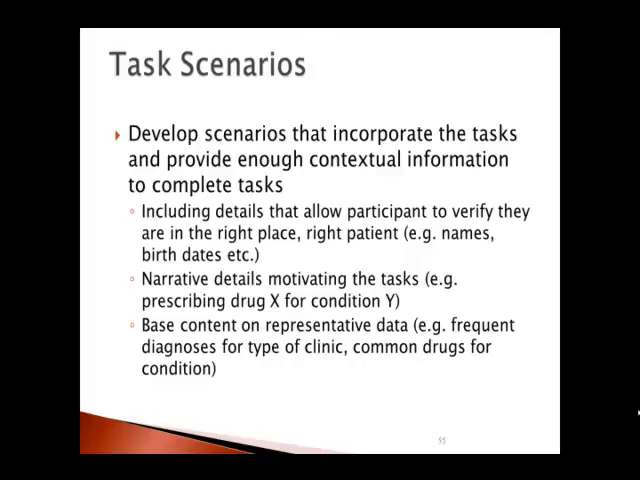You need to give them enough information so that when they're using the system and entering data into the system or pulling information from the system, it gives them an appropriate and realistic use of the system. And so you have to provide contextual information to help them complete those tasks. This can include things like, when you're having them access a patient, have you given them enough information to verify that they're in the right place with the right patient?